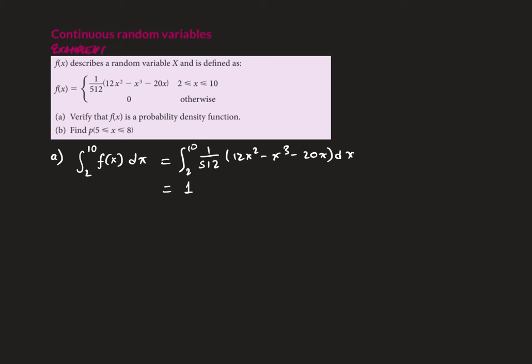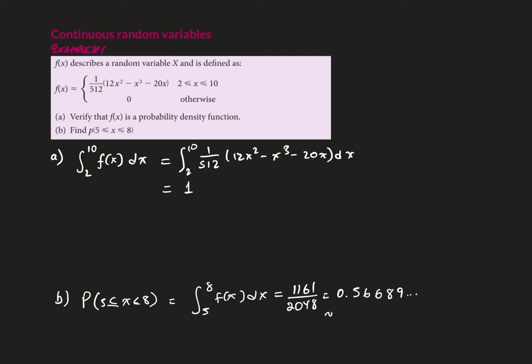Therefore, it is a probability density function. Now, to find b, the probability that x takes values between 5 and 8, we need to calculate the integral from 5 to 8 of f of x with respect to x. And if we use our calculators, this integral is going to be 1161 over 2048, or 0.5669, which if we write in three significant figures is 0.567.